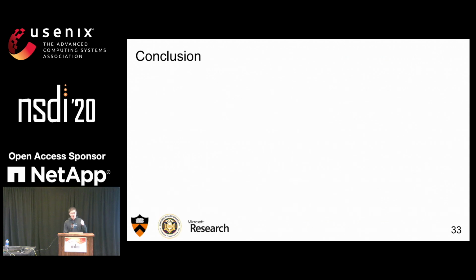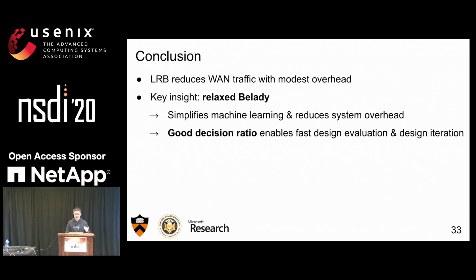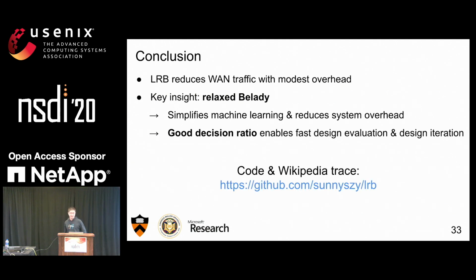To conclude, we designed Learning Relaxed Belady. It consistently reduced traffic compared to the industry standard and the other state-of-the-art algorithms, and it also has a modest implementation overhead. Our design is driven by the key insight of the Relaxed Belady algorithm. It simplifies the machine learning requirements and reduces the system overhead. And based on it, the good decision ratio enables us to evaluate new design decisions in minutes, which also allows fast design iterations. And finally, our code and traces are available online. Please check them out. I would be happy to take questions or discuss with you offline. Thank you.